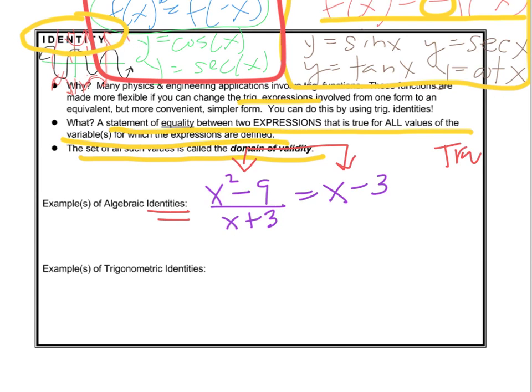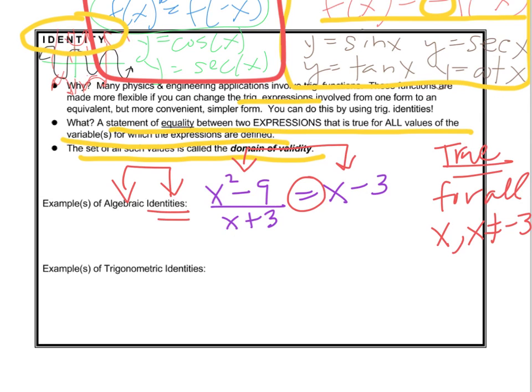Let me spell that correctly. That would be true for all x where x is not equal to negative 3. With our first expression, it's undefined there. But for 4, 10, 12, negative 2, these two expressions would be equal. So this is an example of an algebraic identity.